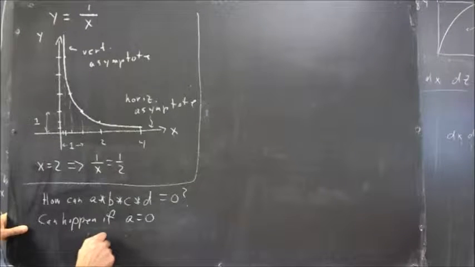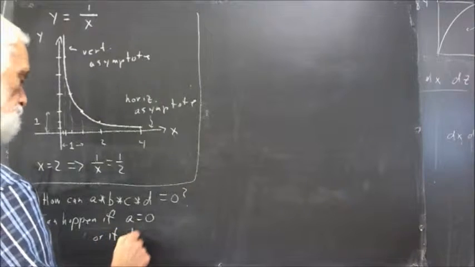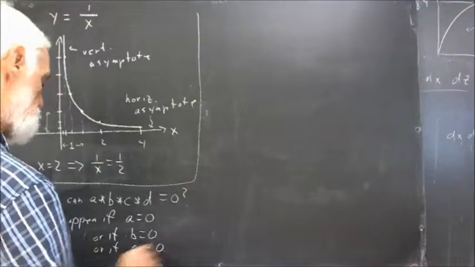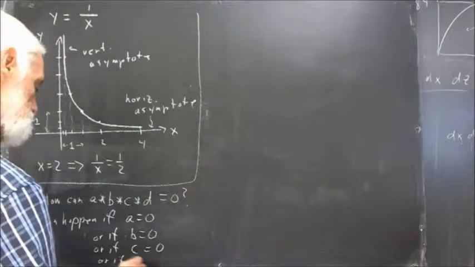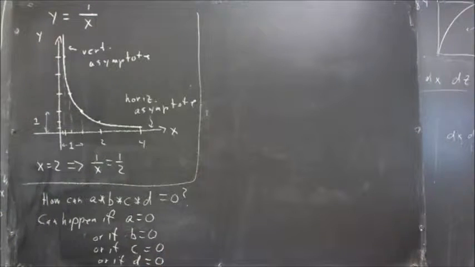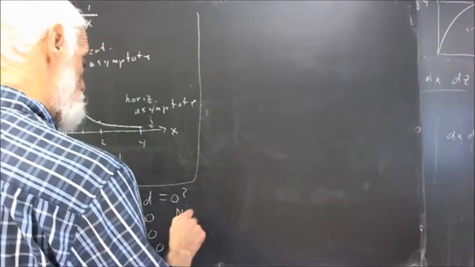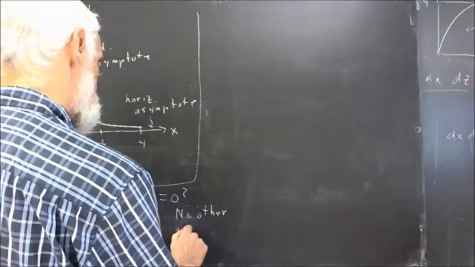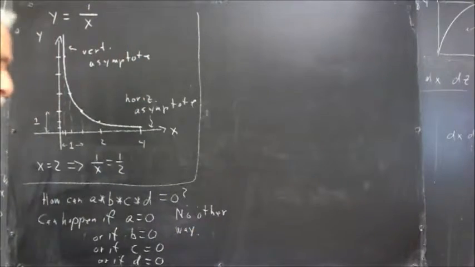So it could also happen if B equals 0, C equals 0, or D equals 0. Also, there's no other way. You can't multiply four numbers, none of which is 0, and get 0.